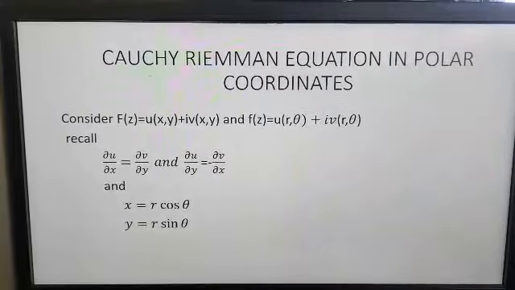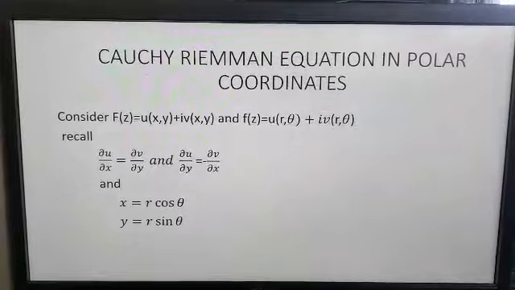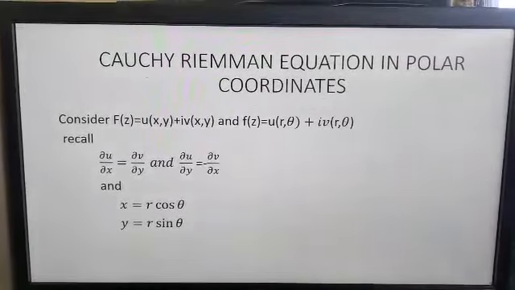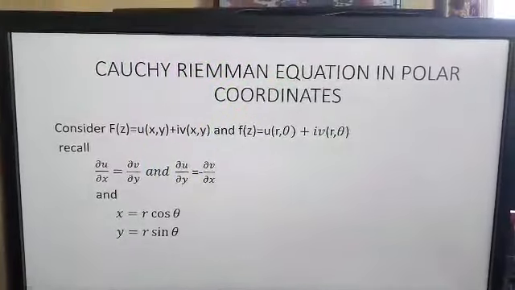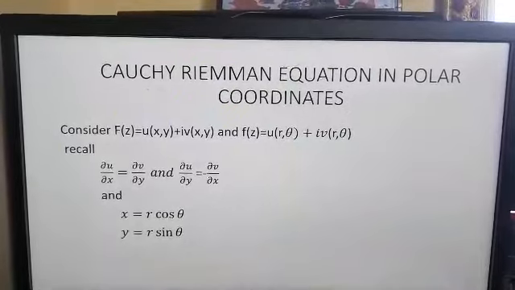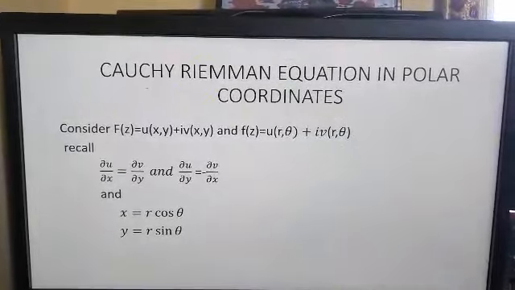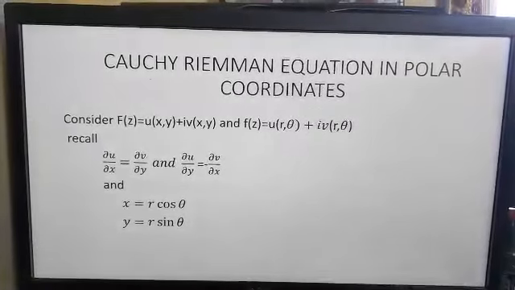That is in polar coordinates, and f of z equals u, a function of r and theta, plus v, a function of r and theta. We are going to consider an angle and the radius in polar coordinates. So x equals r cos theta, as we know, and y equals r sin theta, as we know. Then we are going to substitute the Cartesian coordinates in the polar ones.